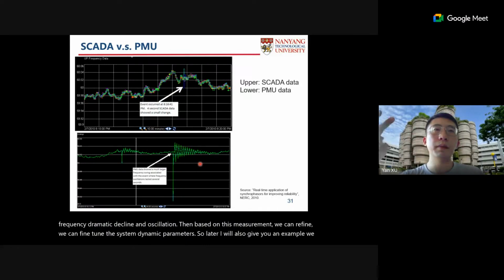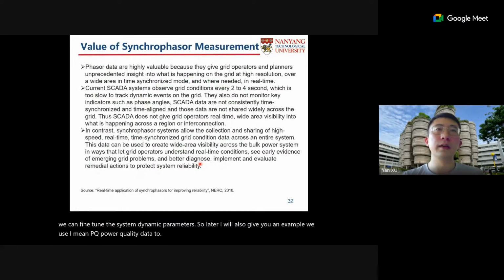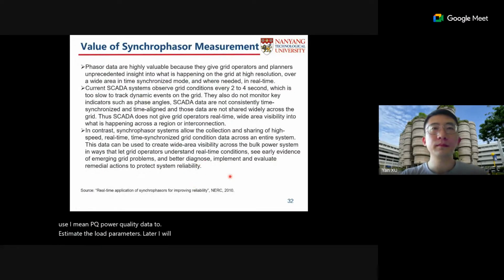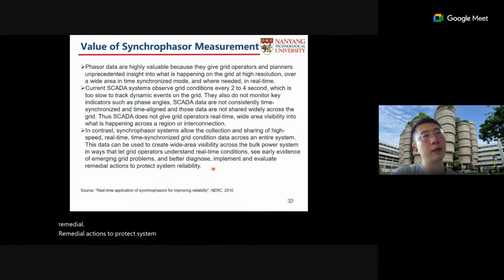We use PQ, power quality data, to estimate the load parameters. Later, I will introduce this. Okay, so to implement and evaluate remedial actions to protect system reliability, that is what I have mentioned, the WAN-based protection.